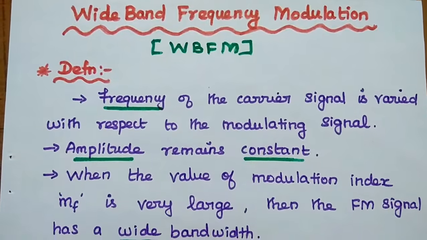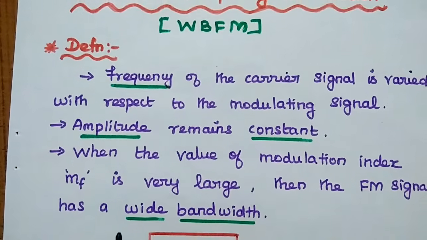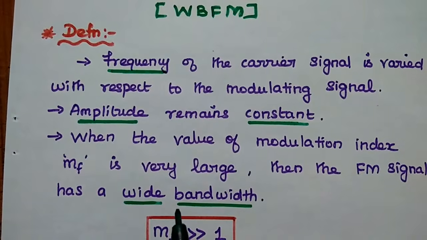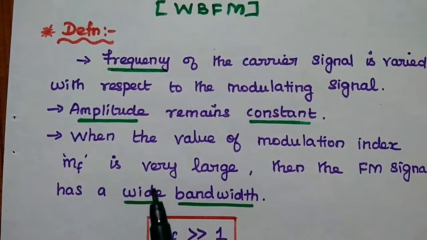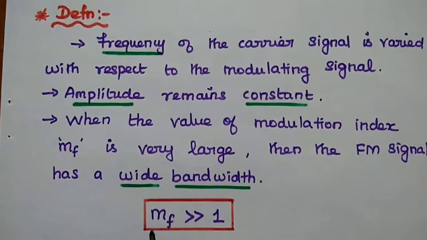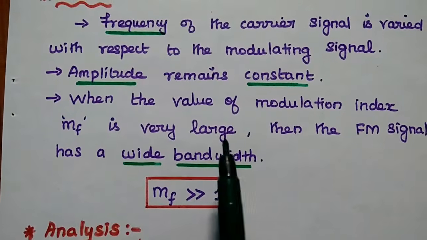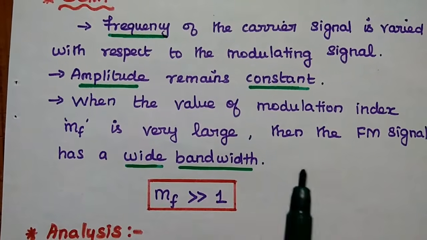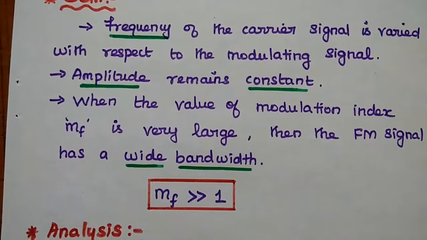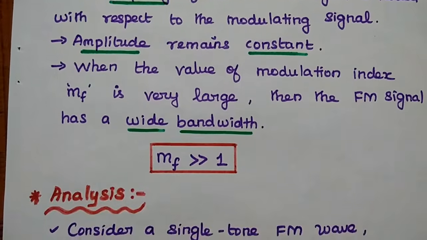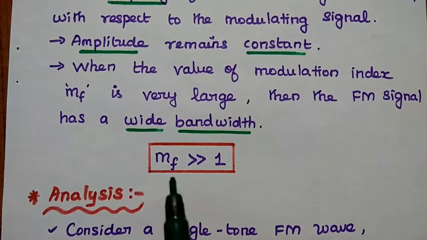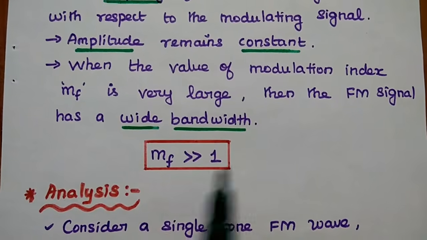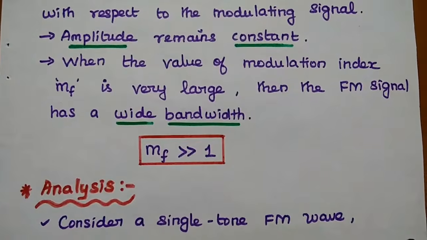As we know that the modulation index is directly proportional to the bandwidth, for this wideband frequency modulation technique, the modulation index is very large. So that's what is given here. When the value of the modulation index is very large, then the signal has a wider bandwidth range. So for wideband frequency modulation, the modulation index is very large, that is far greater than 1.